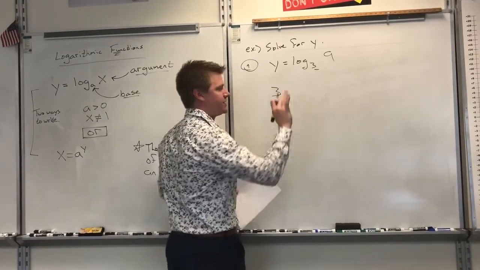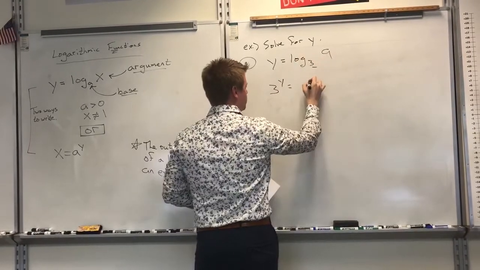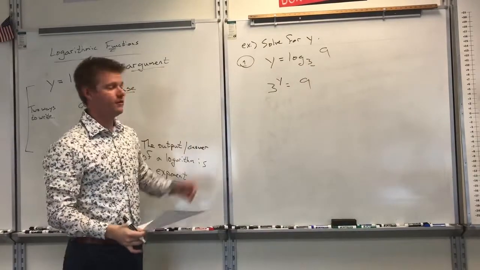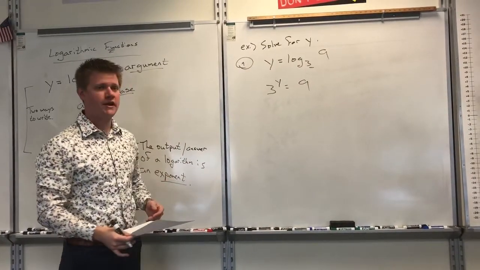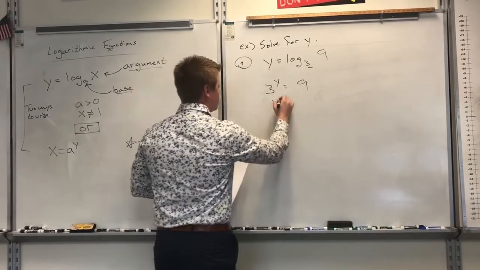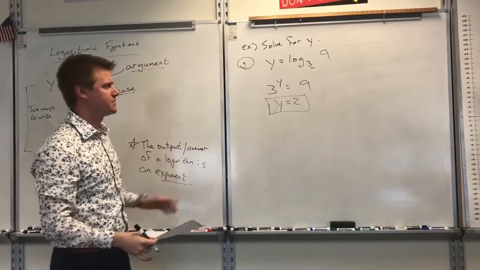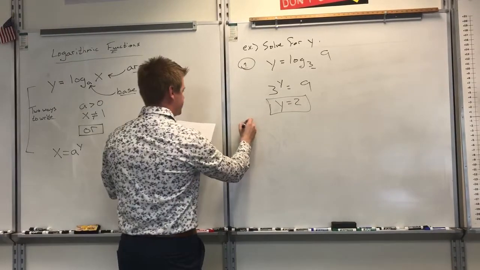So the question is, 3 raised to what power is equal to the argument of 9? And now hopefully that we see this, it is a pretty quick question to answer. 3 to the second power is equal to 9. So y is equal to 2. It is that simple, at least these basic ones, as we do the rewrite step.